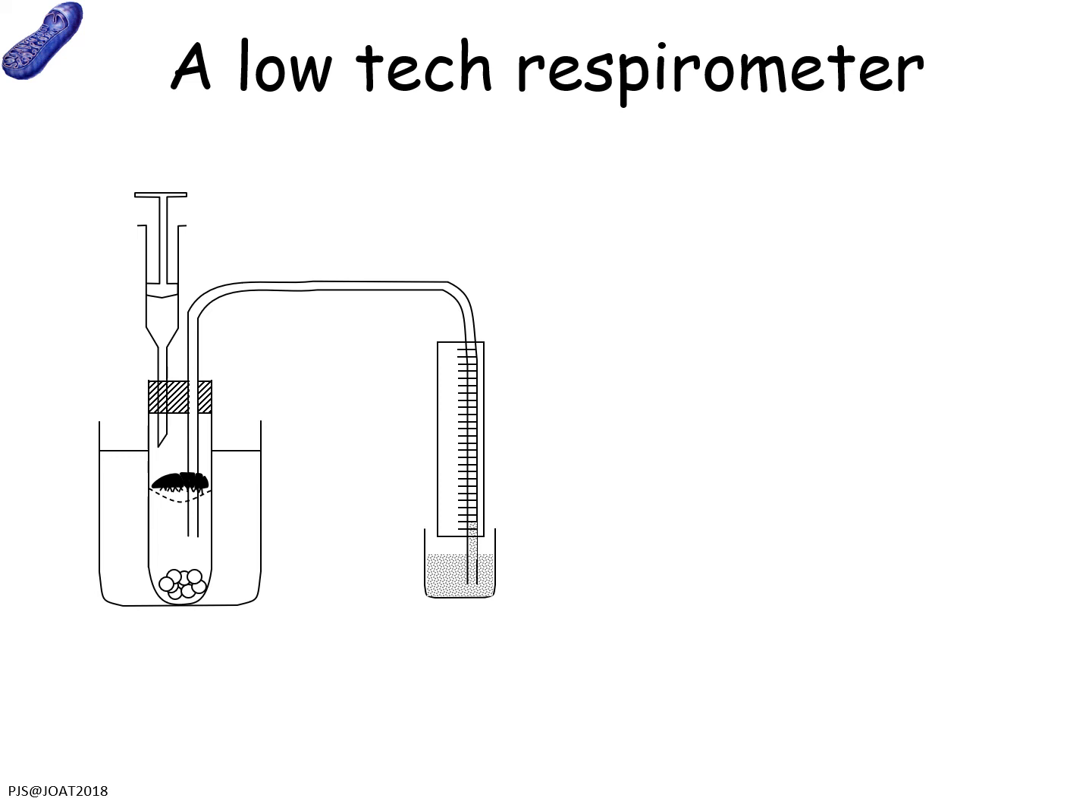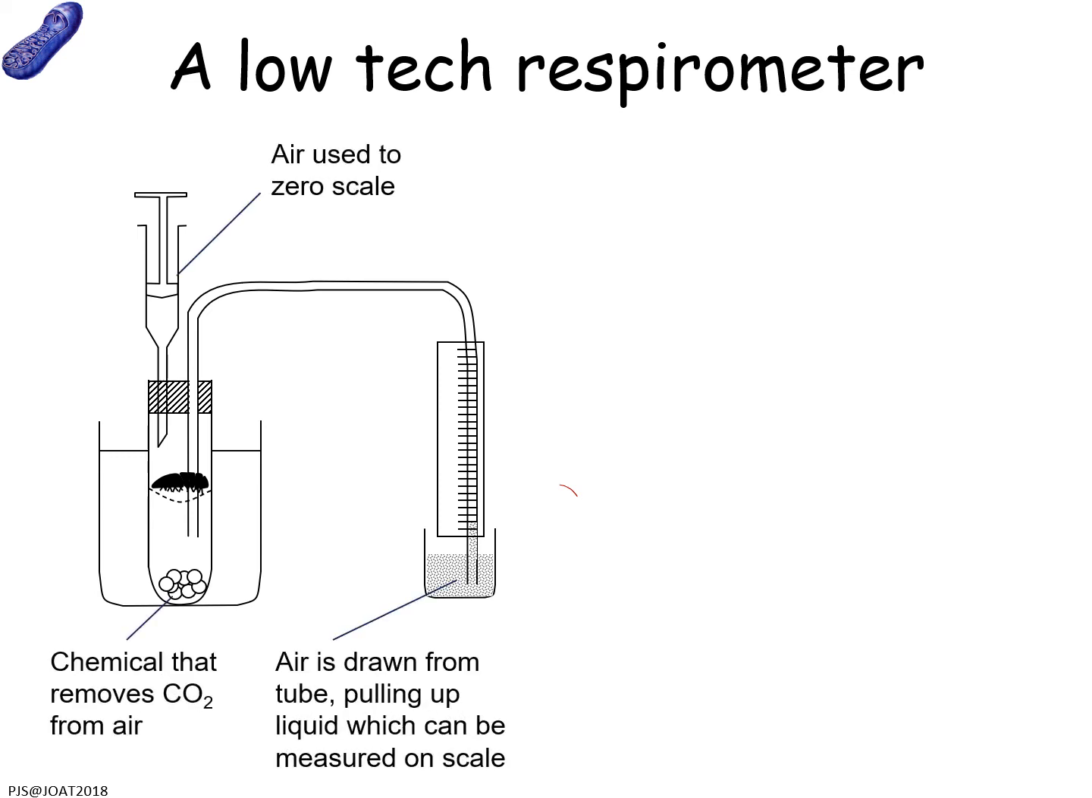This one you might have seen before, so just to remind you how it works, it is a low-tech version of a respirometer. We've got our little woodlouse sitting on a little platform in here, and then we've got our chemical that is removing the carbon dioxide. So all of this air, and the air all the way up this pipe into here, all of that air has no carbon dioxide in it.